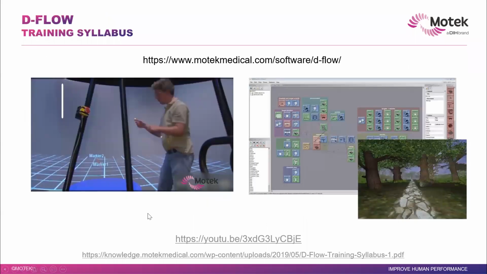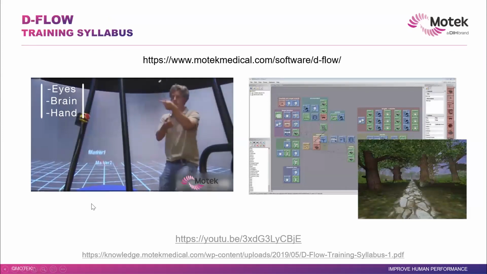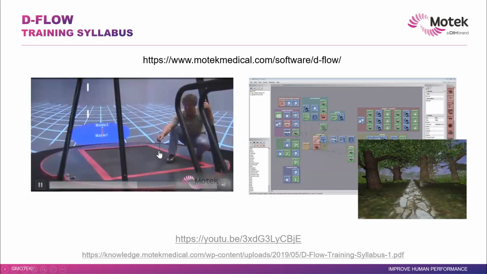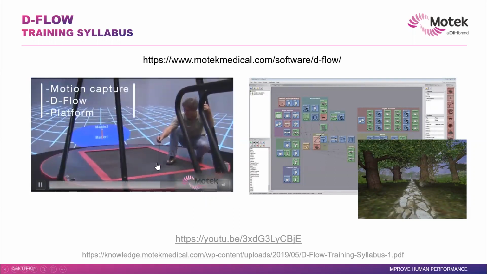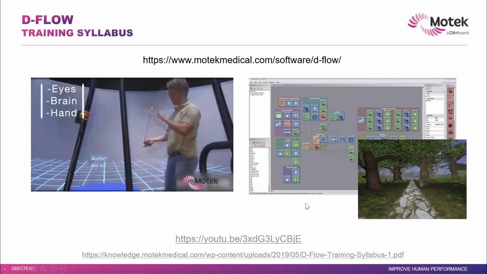So we would like to help our users better understand how we can do all these kinds of complex tasks. They seem quite simple, but they're quite complex, for instance, balancing a stick on a platform. This can be possible with just these three options: motion capture, D-Flow, and a platform. And this is the D-Flow software environment that you can do these types of things in, plus the hardware, of course.